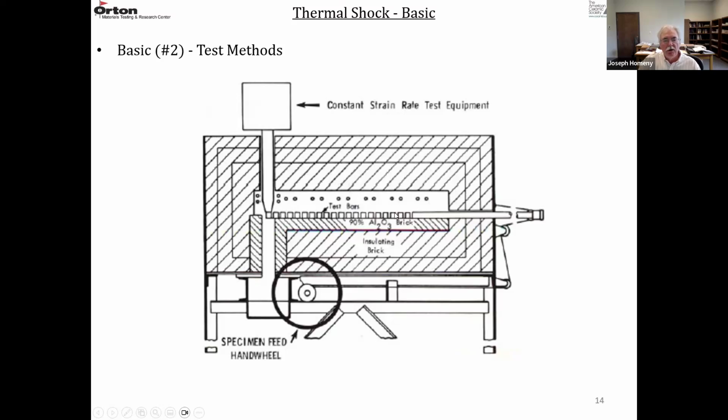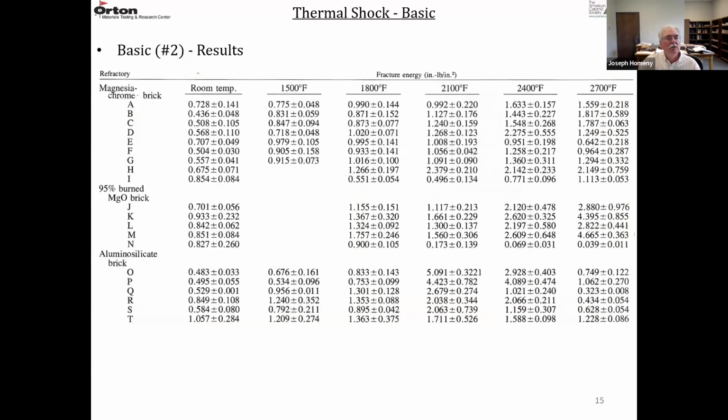So the test bars are lined up on the floor of the furnace. And then there's a bar here, a push bar, that pushes the bars across to the lower knife edges. Both lower knife edges, the upper knife edge comes in, breaks the sample, it falls out, and then they push another sample onto the lower knife edges. So this is the arrangement they used.